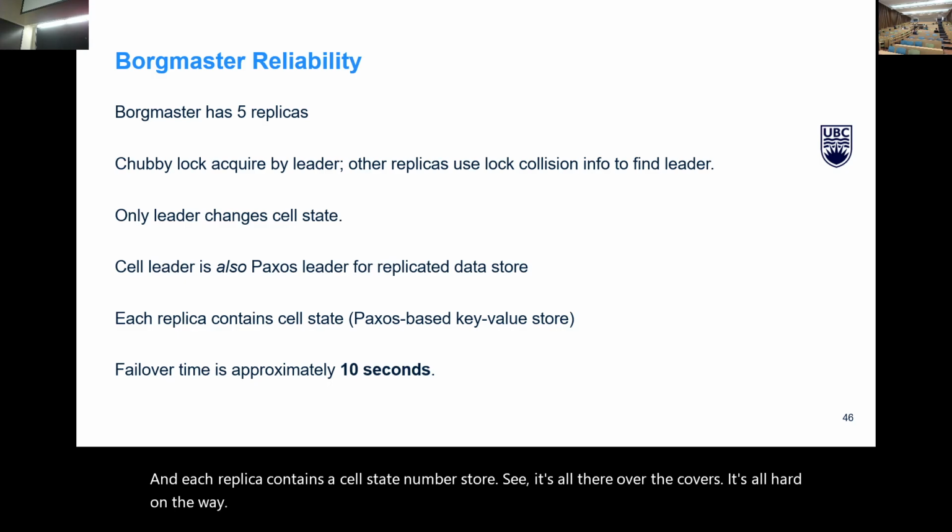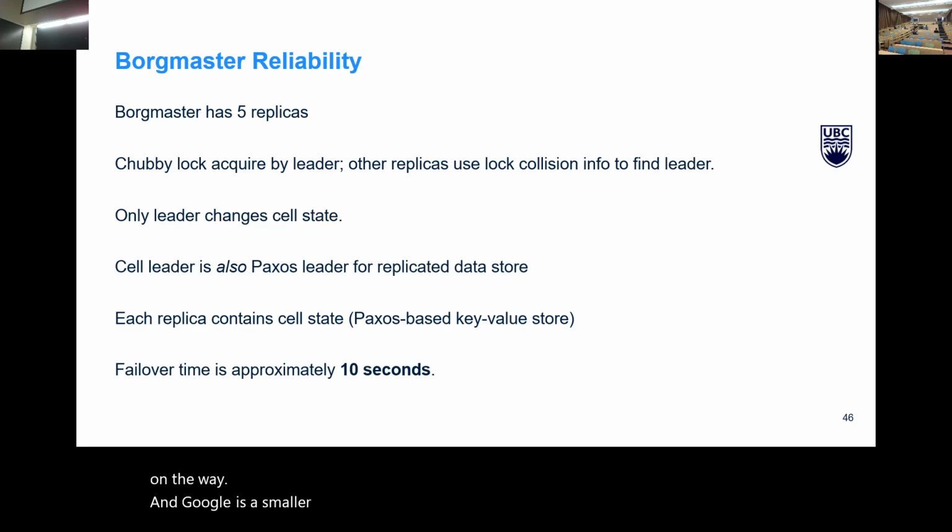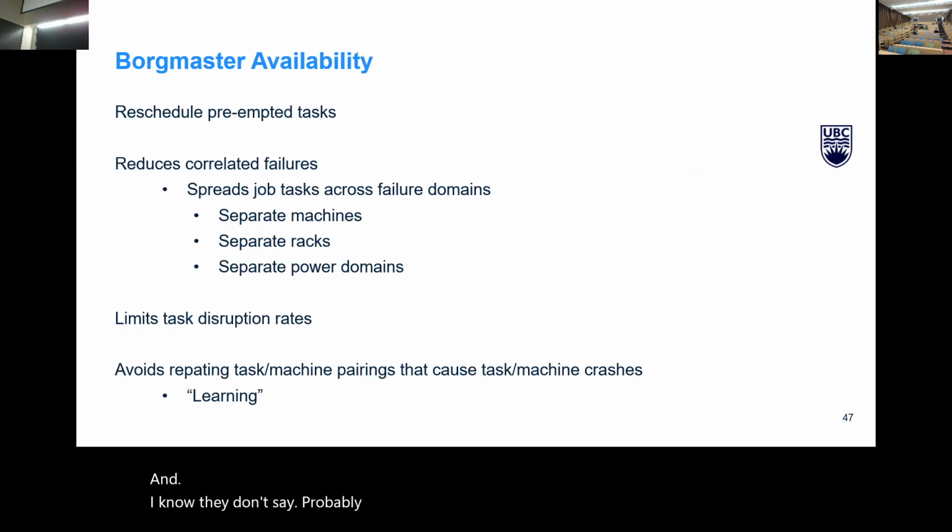I mean, Borg is alive and well, and Google is the smaller of the cloud vendors. You know that means that Amazon and Microsoft also have similar services. They have to. It's the same problem they all have to solve.